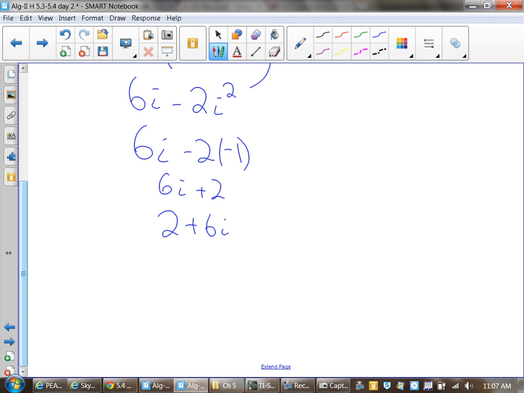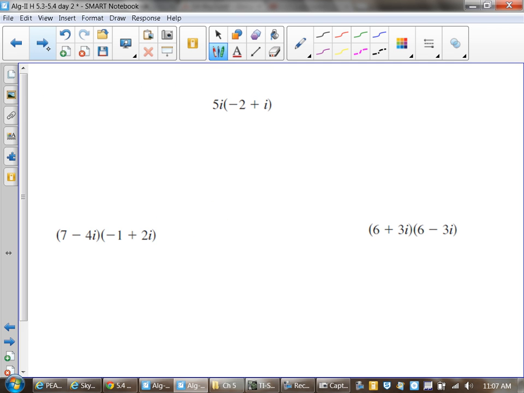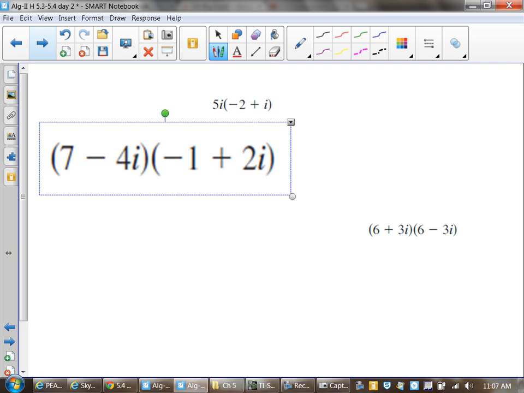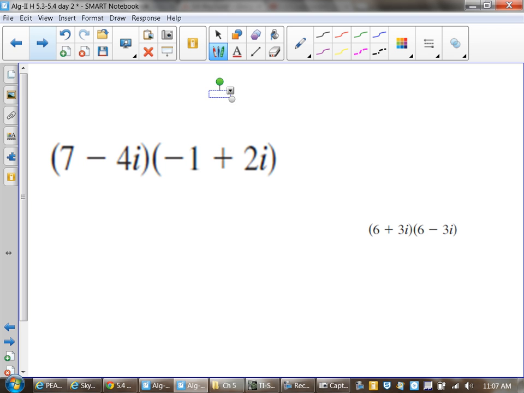Alrighty. All right. Now, what do you think is going to happen when you have this? What's that? I think you're right. So now in this case, it's nothing more than foiling. We still multiply out like you would normally. You go through your first, outside, inside, last.